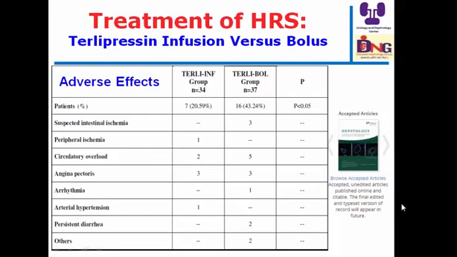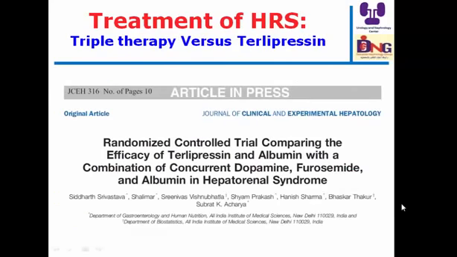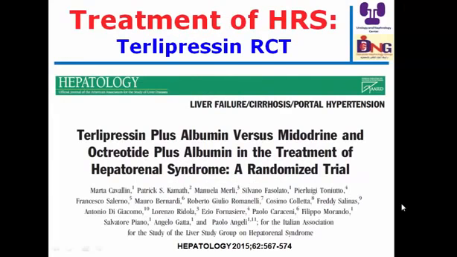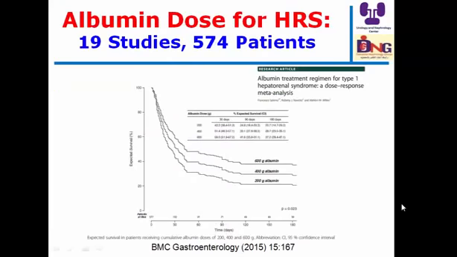and the side effects of terlipressin may include intestinal ischemia, peripheral ischemia, circulatory overload, angina pectoris, arrhythmias, arterial hypertension, persistent diarrhea, and others. Another study showed that terlipressin and albumin is comparable to dopamine, furosemide, and albumin in hepatorenal syndrome. And another study showed that albumin plus terlipressin is superior to midodrine and octreotide plus albumin. So this shows the superiority of terlipressin over the other vasoconstrictors.